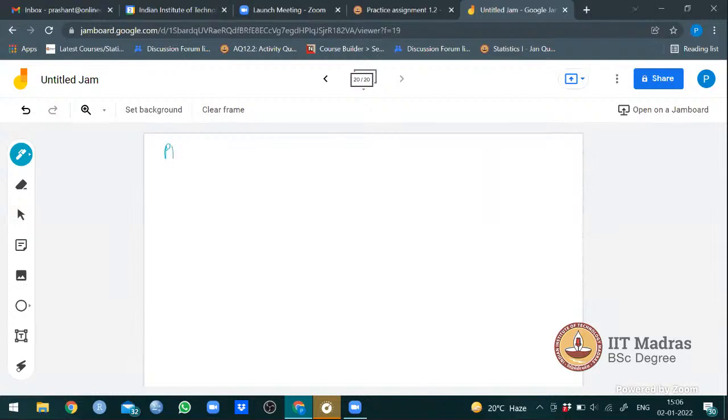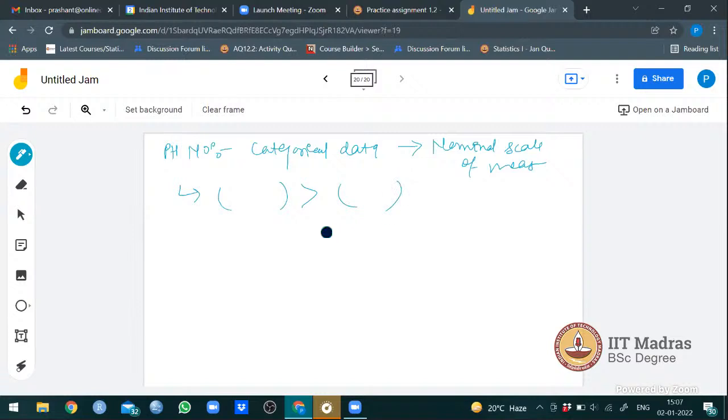See, phone number is a categorical data. And for this data, you have to use the nominal scale of measurement, because you cannot compare, you cannot order, you cannot rank this. Suppose you cannot say your phone number is much better than my phone number. So that's why it will come under the nominal scale of measurement, and it's a categorical data.